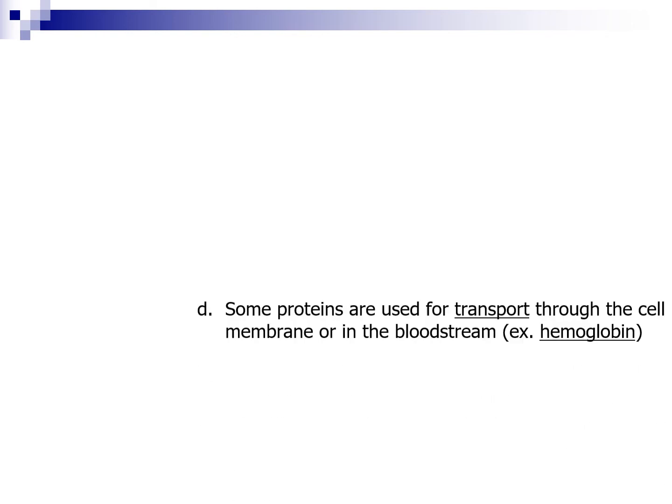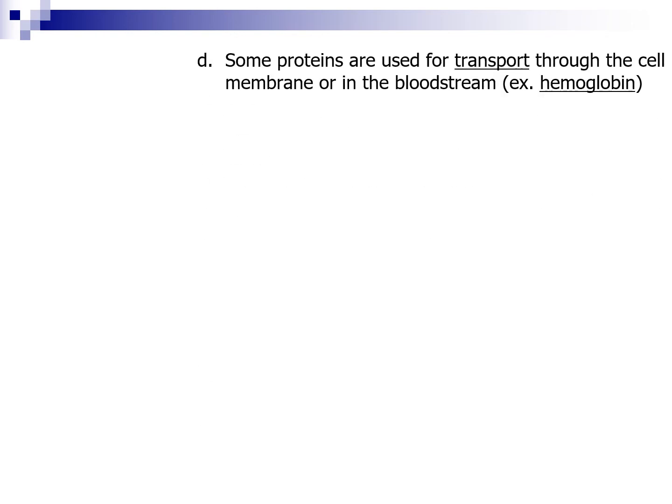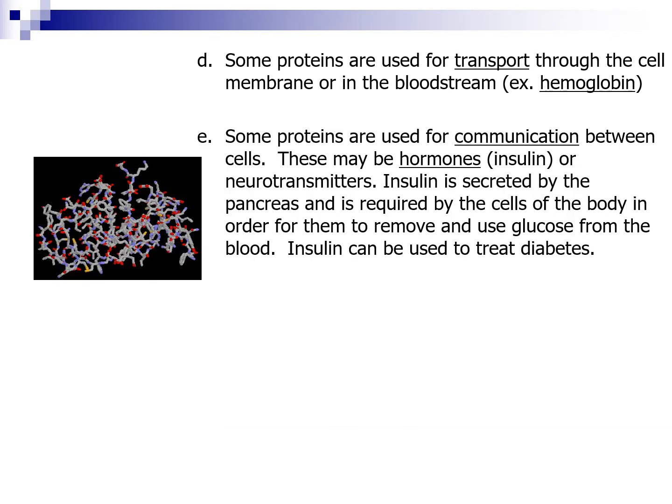All right, and some proteins are used for transport through the cell membrane or the bloodstream, such as hemoglobin, and some are used for communication between cells. These hormones, for example, such as insulin, signal the use of glucose, and it is administered to treat diabetes, but your body naturally makes it. Other proteins serve as neurotransmitters such as serotonin or norepinephrine.